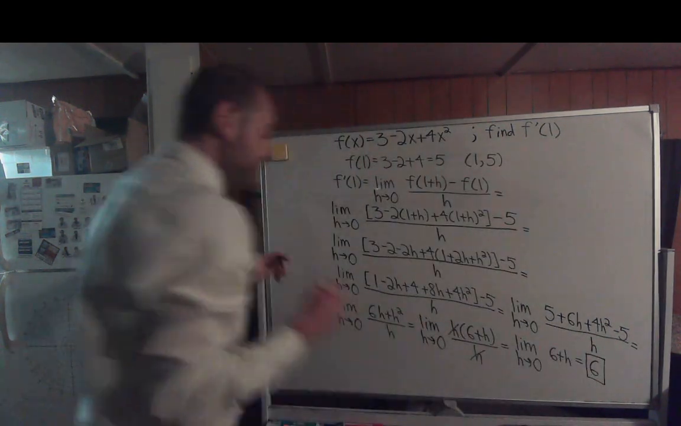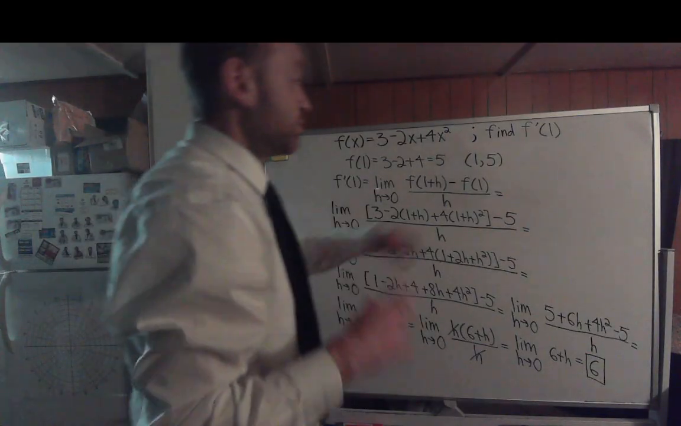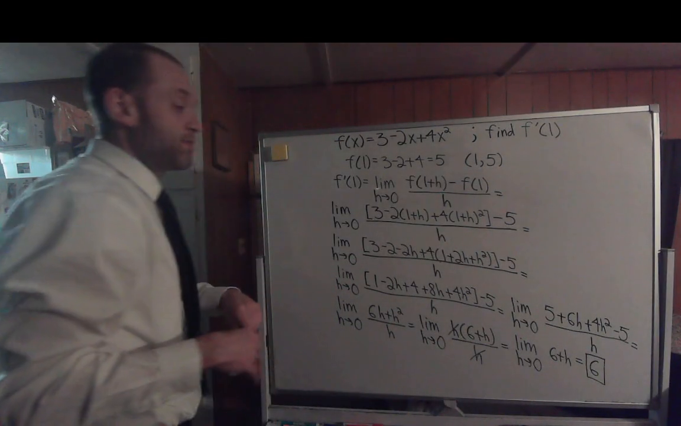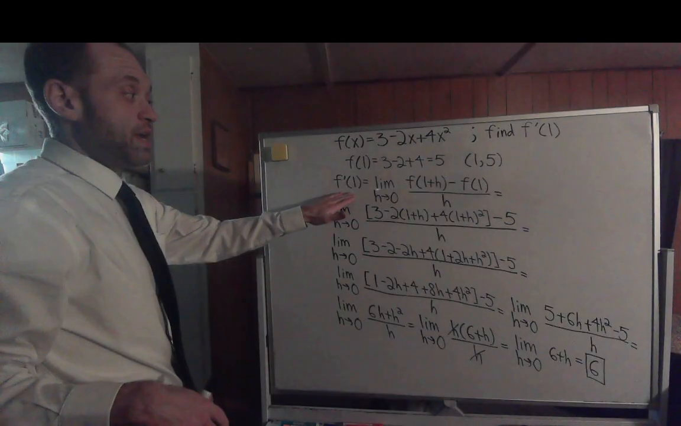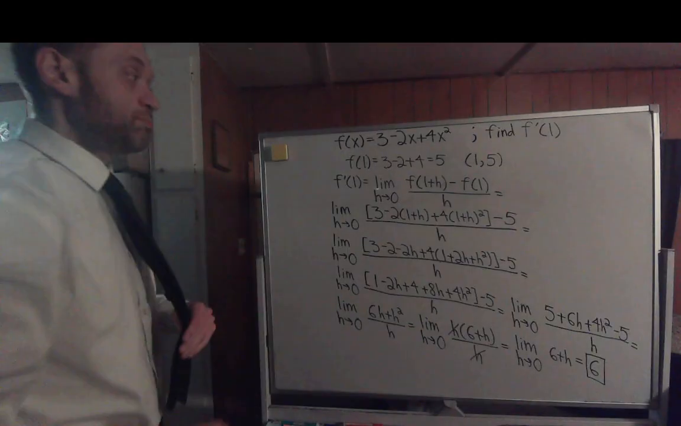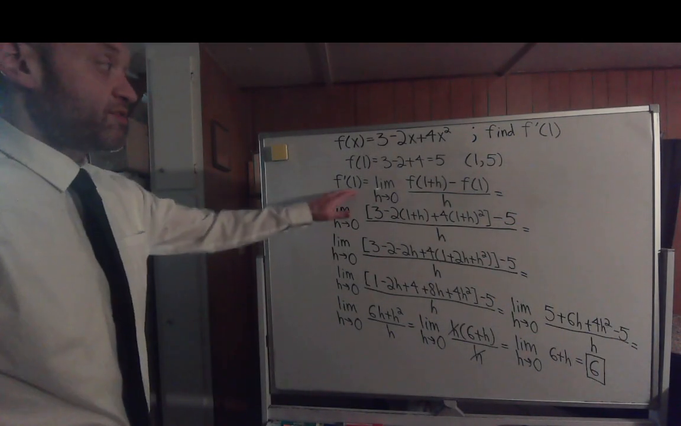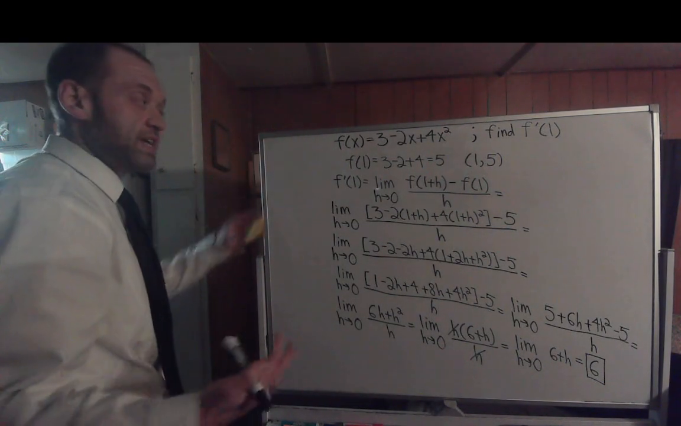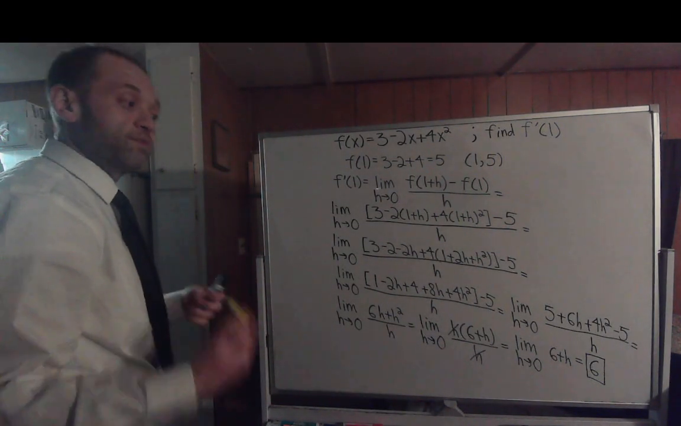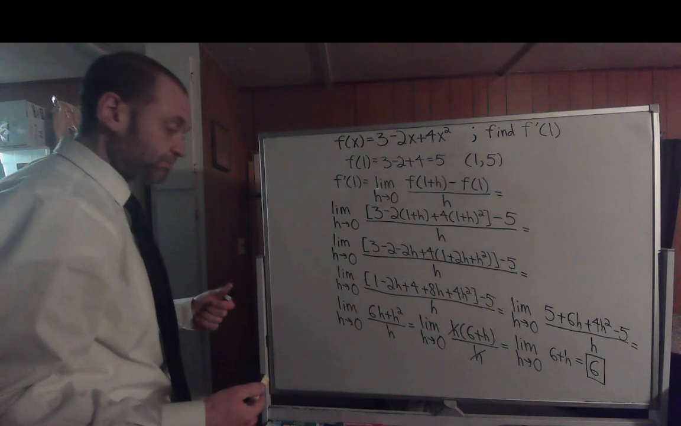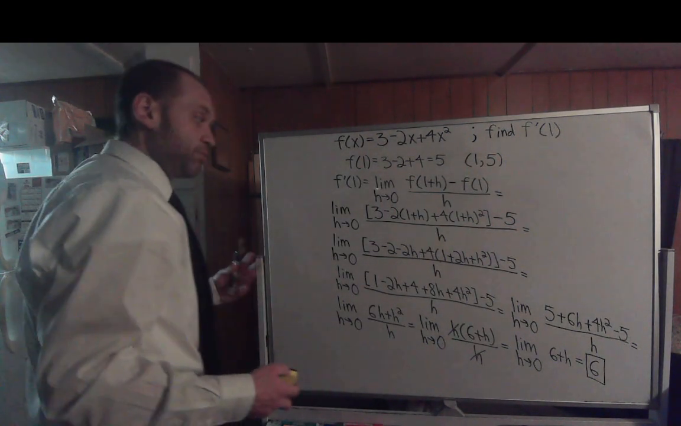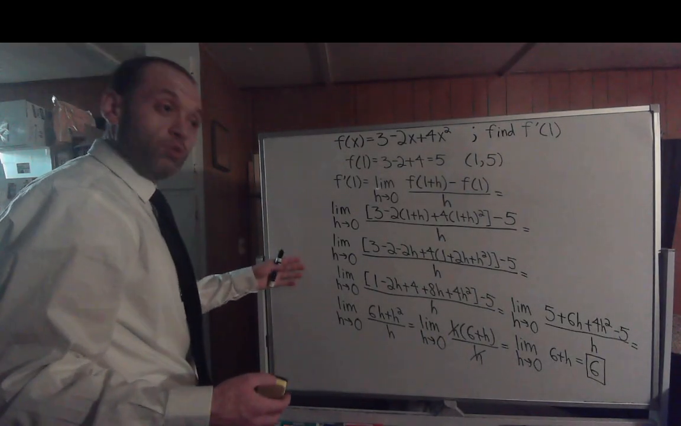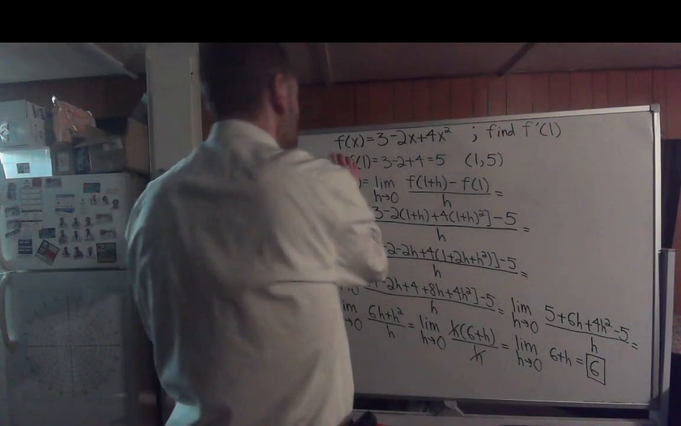So the slope of the tangent line at x equals 1 at the point (1, 5), or the derivative at x equals 1, is 6. That would actually be the derivative, or f prime of 1 equals 6. The derivative, the slope of the tangent line, the instantaneous rate of change at that point. And I've got a couple more of these, then we're going to do a couple of applied problems.